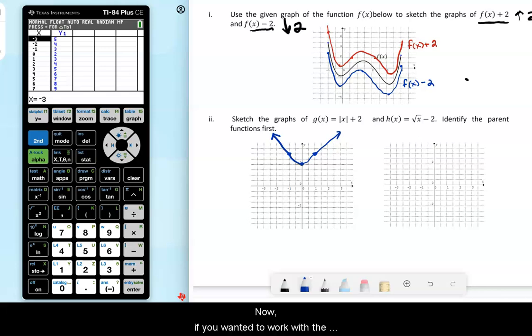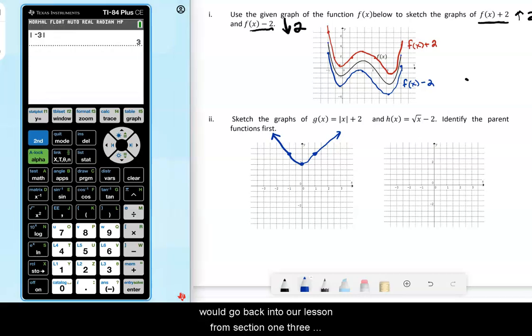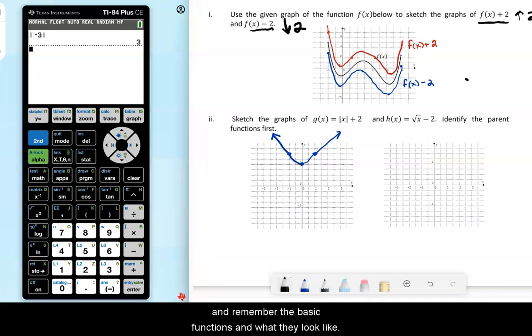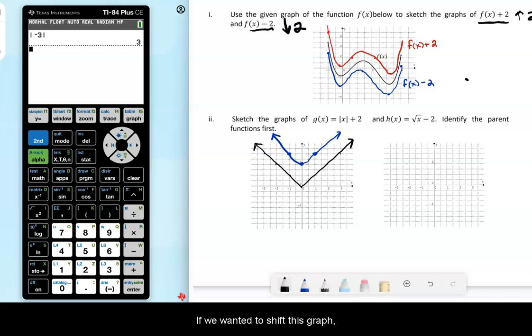Now, if you wanted to work with the grid paper, you would go back into our lesson from section 1.3 and remember the basic functions and what they look like. The basic function for an absolute value goes through the origin and up and to the right on the right hand side, and then coming in from the left it goes down and to the right. So this is the basic shape of an absolute value. And if we wanted to shift this graph, this is g of x, excuse me, that's f of x.